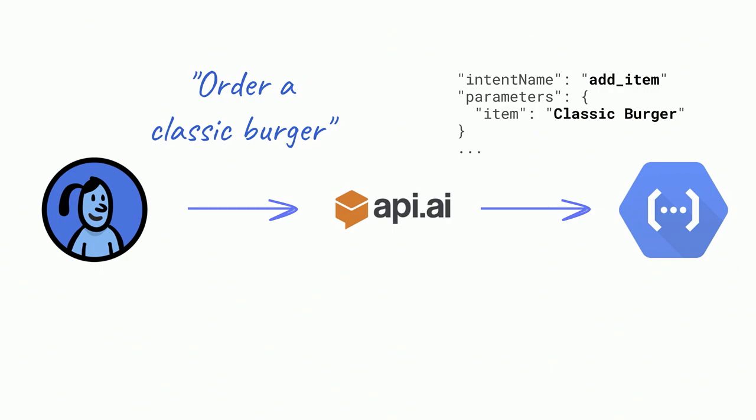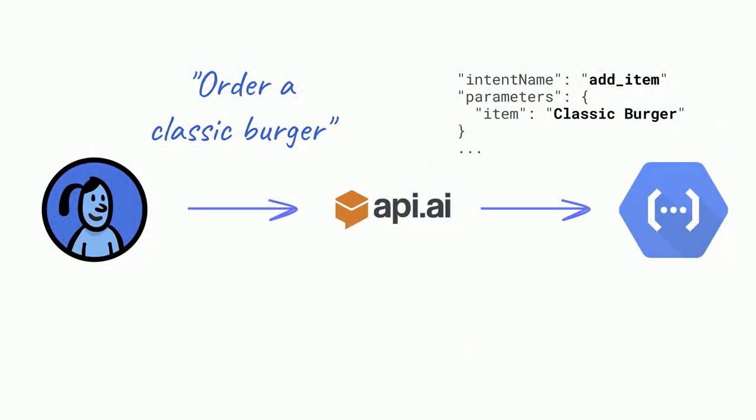So you work with the raw text input in your webhook, or you can use a natural language understanding tool, such as API AI, which will convert this text into a higher level parameterized user intent. So we'll use API AI and Node.js for all the examples in our talk today. So in the example here, the user would like to order a classic burger. API AI matches this to an add item intent and a classic burger entity that you would have already defined in the API AI tool, and then sends this along to your webhook as part of the JSON payload.